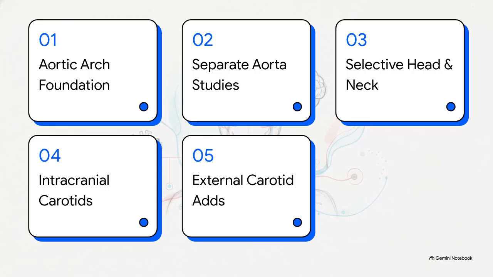First, we'll hit the aortic arch foundation, then move into coding separate aorta studies, selectively look at the head and neck, navigate those tricky intracranial carotid imaging rules, and finally, wrap the whole shebang up with external carotid add-on codes.